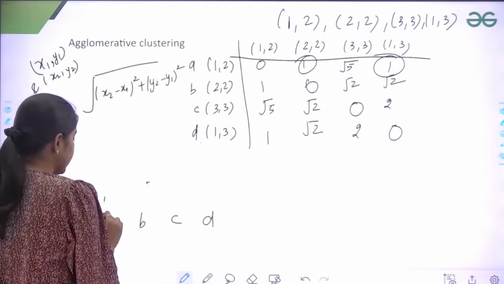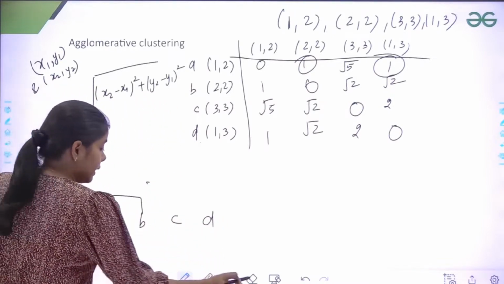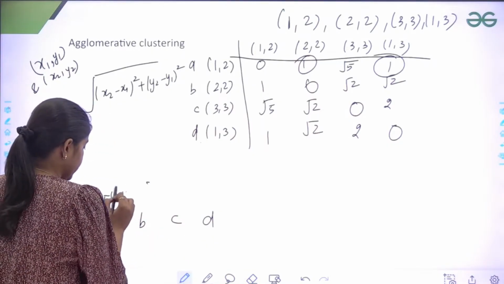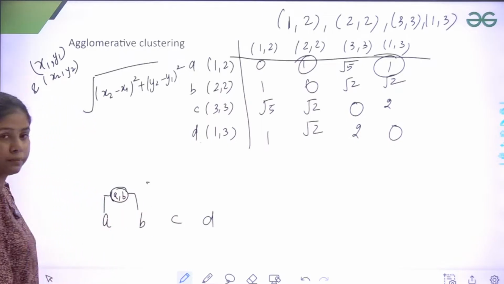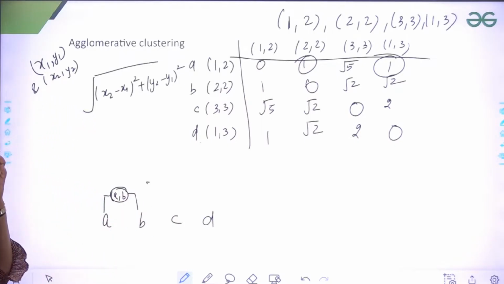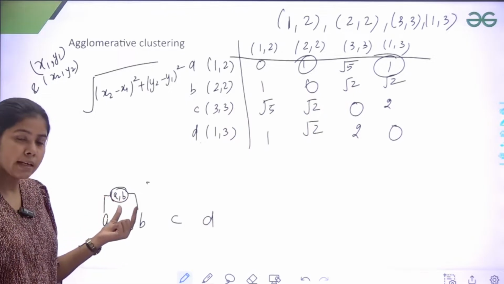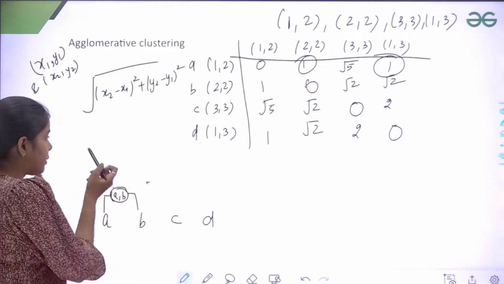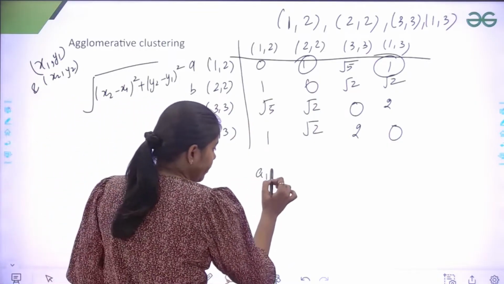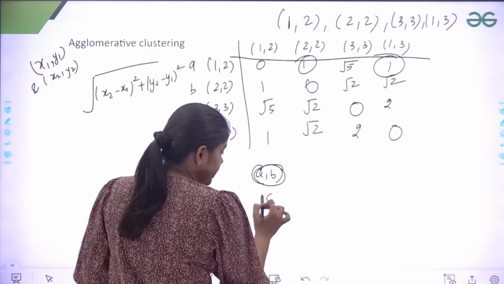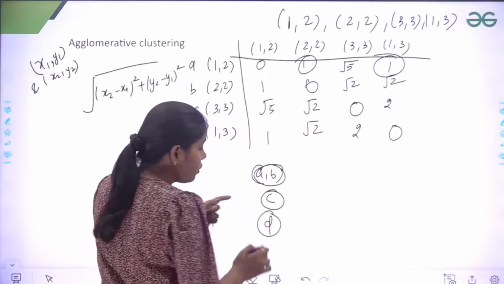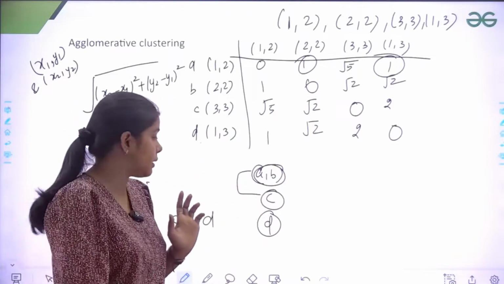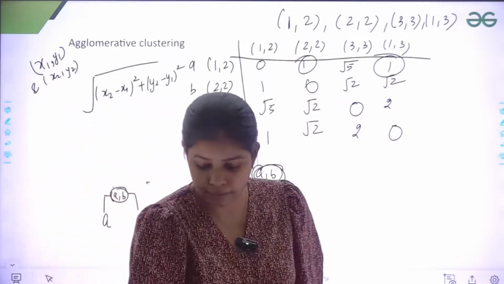So let's say I'm combining A with B, right? So I'll get this value. I'm combining A and B here. Then what I have to do now, guys, just understand. Now I have the points A, B as one cluster, then C as a cluster, and D as a cluster. The distance between C and D is fine. But how do I find the distance of A, B with C? How do I find that?